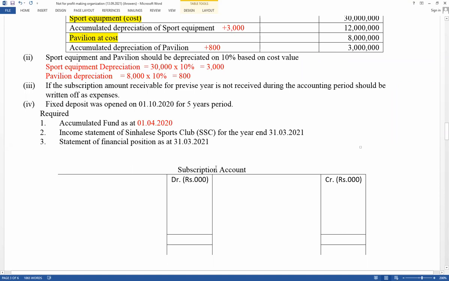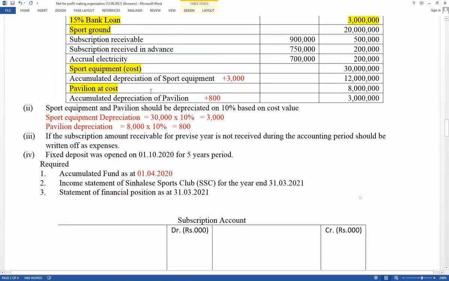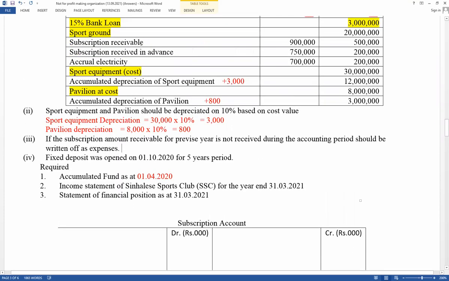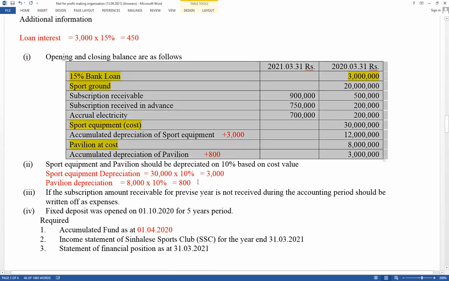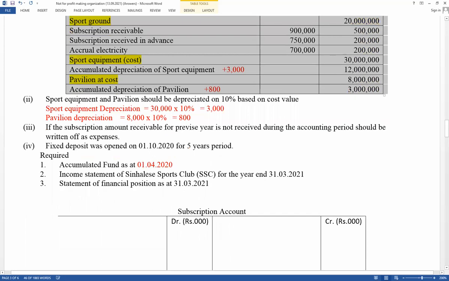Subscription is income, but subscription received in advance is a liability. Subscription in arrears is an asset. Right now, take the balances. It has given subscription receivable opening and closing balance.